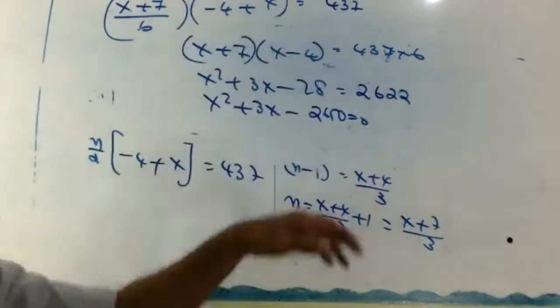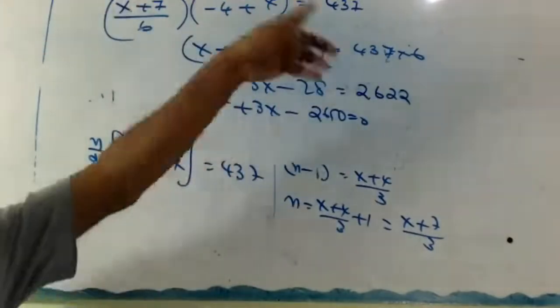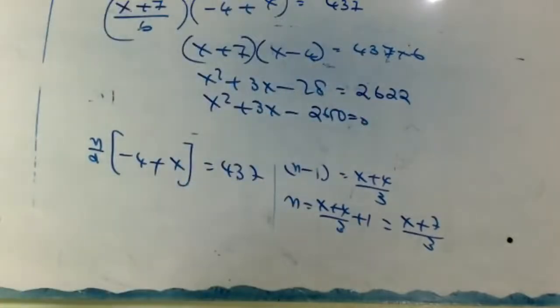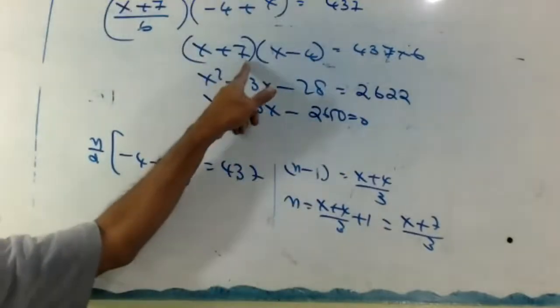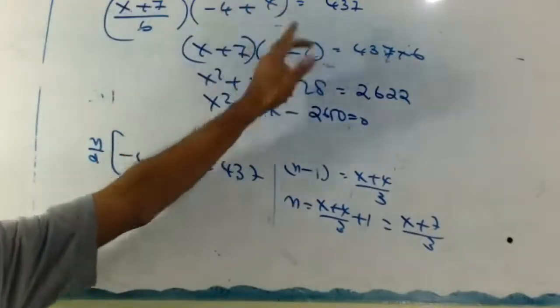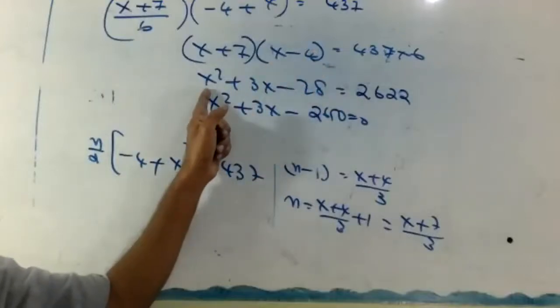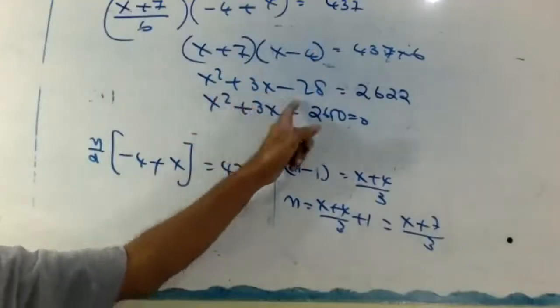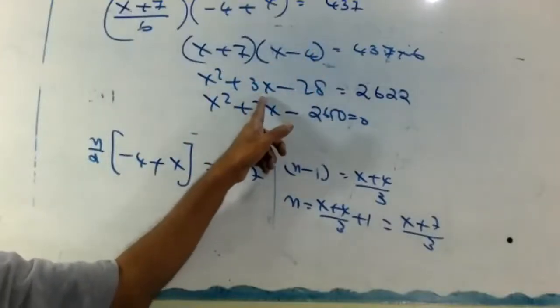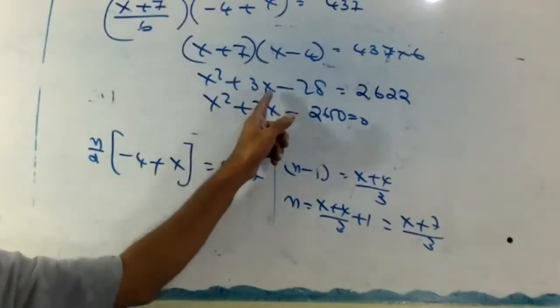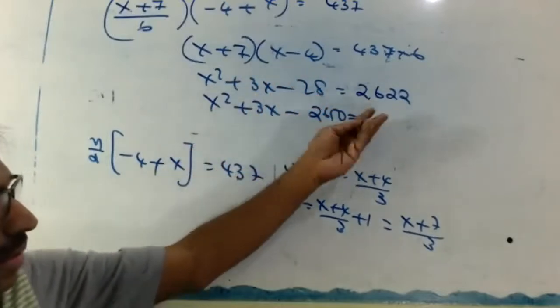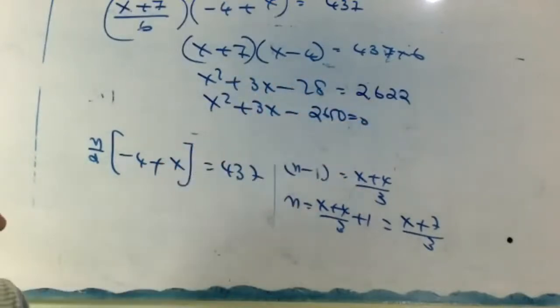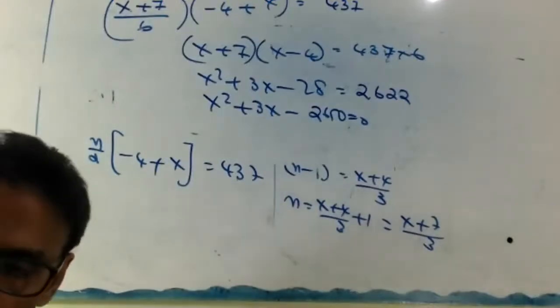An is x. Okay, 6 is going to the other side. 437 into 6. Balance what? (x plus 7) into (x minus 4). Open the bracket, you will get x square plus 3x, 7 plus minus 1, 3x, minus 28. All coming here, we get x square plus 3x minus 2650. One quadratic equation. Clear now?